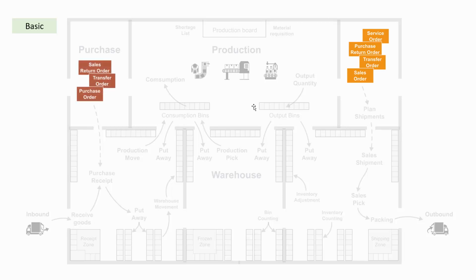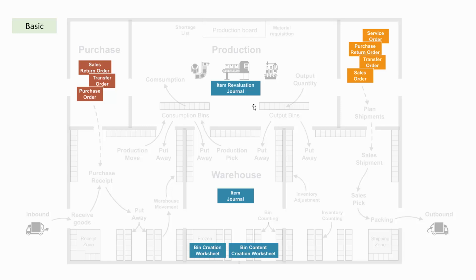On the inbound side, we have a purchase order as the primary document. Then we have an inbound transfer order and a sales return order. Those are all signals for the inbound side. Internally, we have the item journal, which is used for many different transactions, positive and negative adjustments if it's in the warehouse and inventory. We have the item revaluation journal for changing the cost value of items on stock.